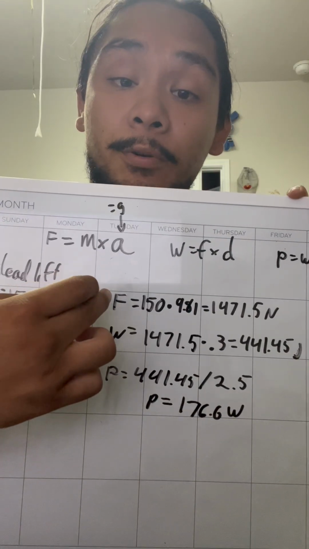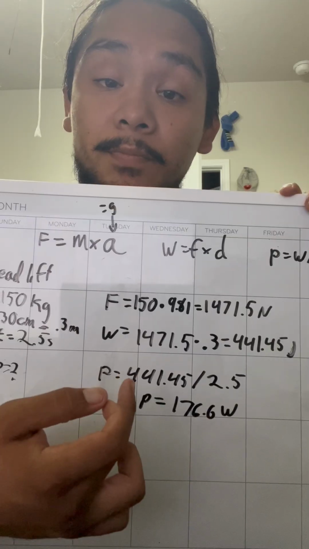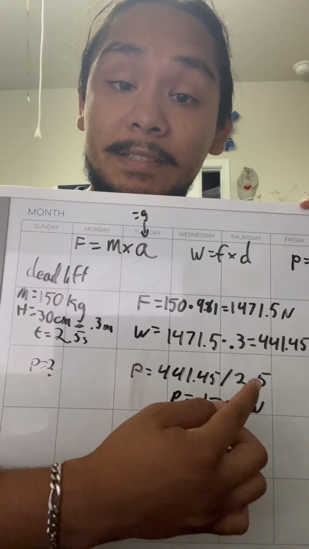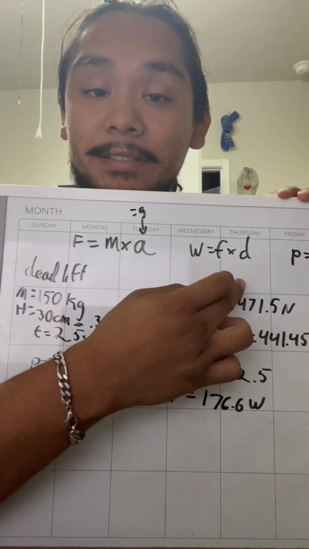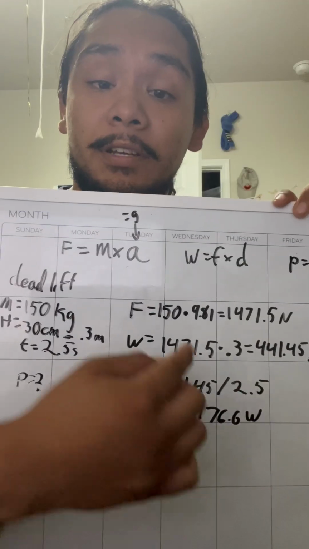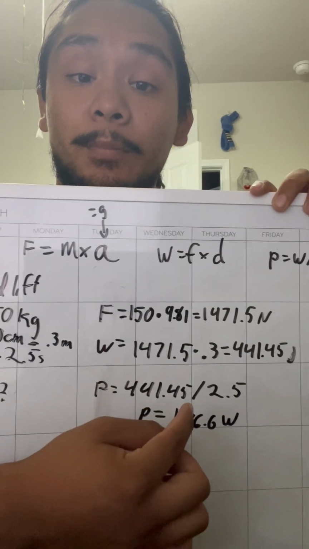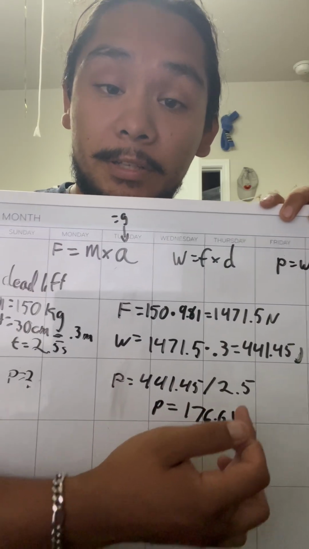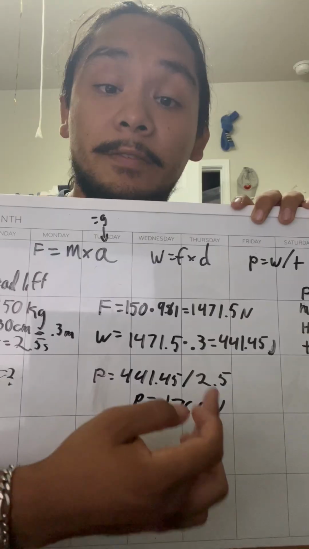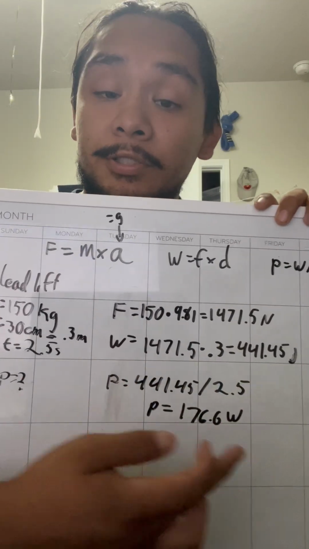Now that we have our force, we're going to plug it into our work equation: force multiplied by distance. We take our 1,471.5 and multiply it by our 0.3 meters to arrive at 441.45, measured in joules.